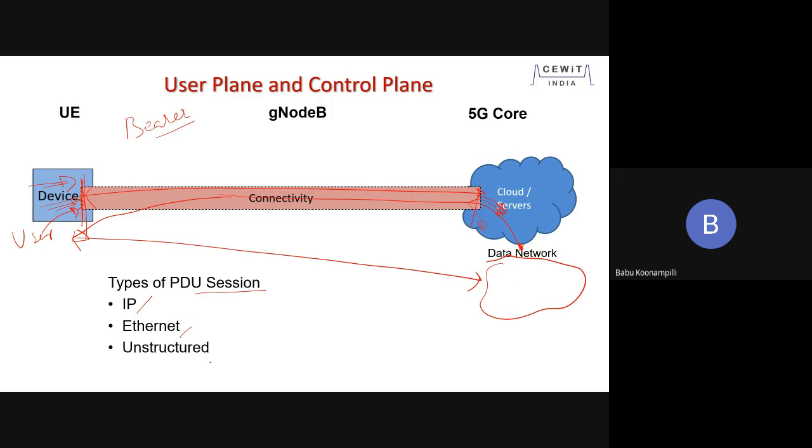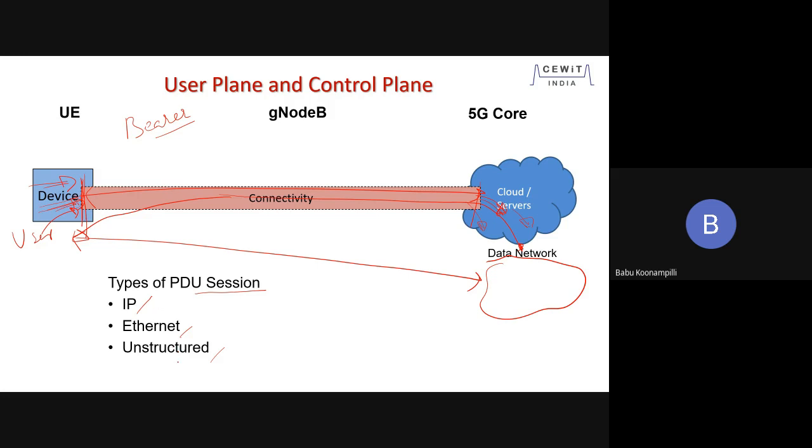And there's a third type called unstructured, which is none of the structured protocols, like an IoT equivalent. It is a kind of random format, which means that the data that's coming in has no specific format. So the data as it is has to be picked up and delivered to the IoT server, or whatever server is here, in that format. So these are the three types of PDU sessions which are there in 5G.